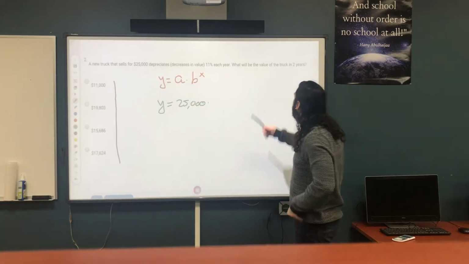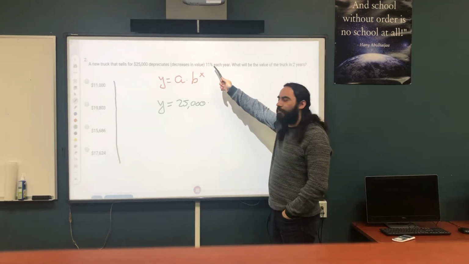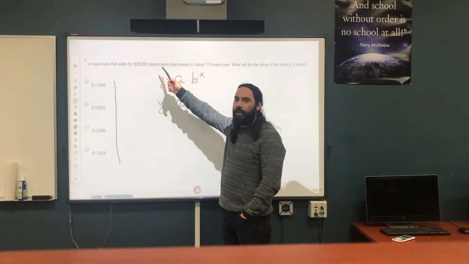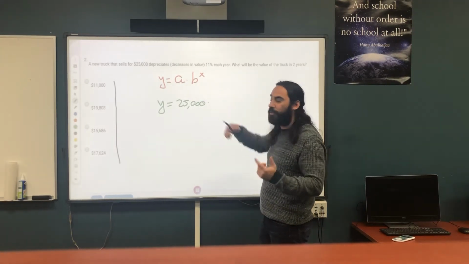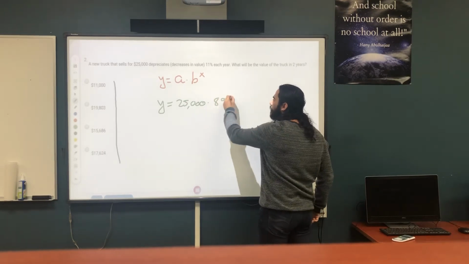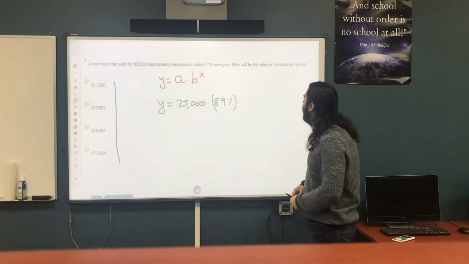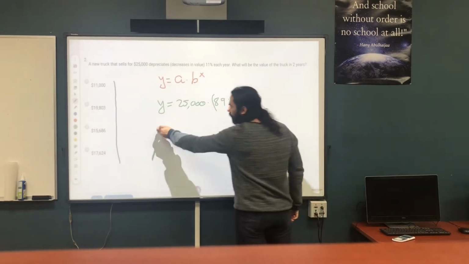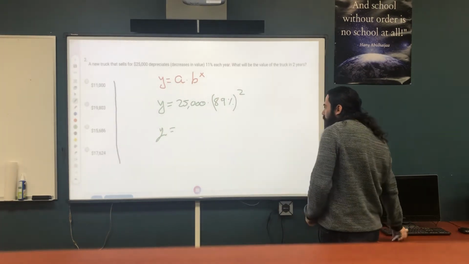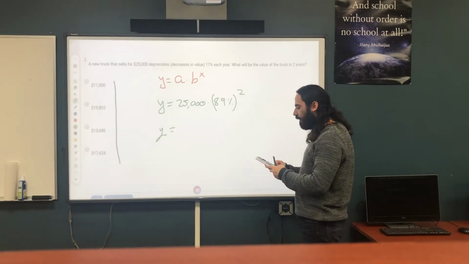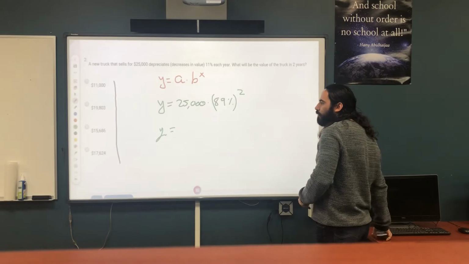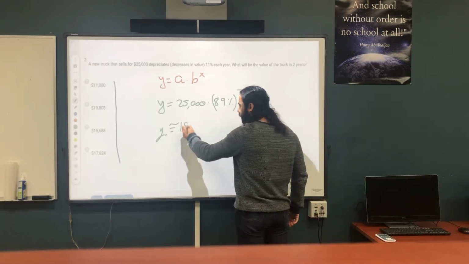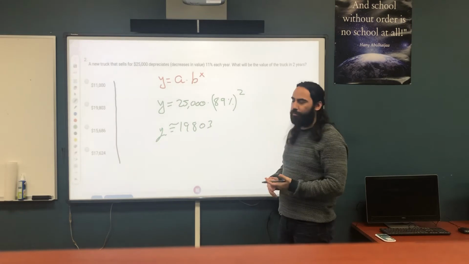times b. b will be the growth factor, 11%, but this time it depreciates, which means it decreases in value, so we subtract from the 100%. 100% minus 11% is going to be 89%, to the power of 2. Now we need to check the answer. So it's going to be 25,000 times 89% to the power of 2. It's going to be 19,803. And that's the answer.